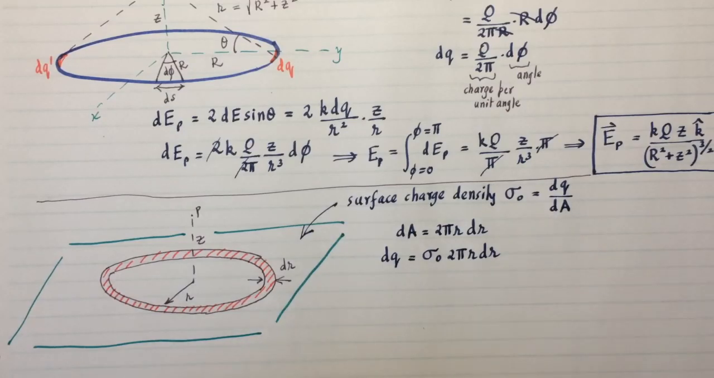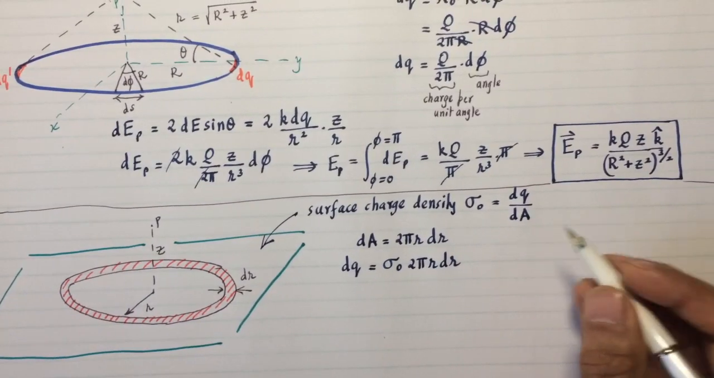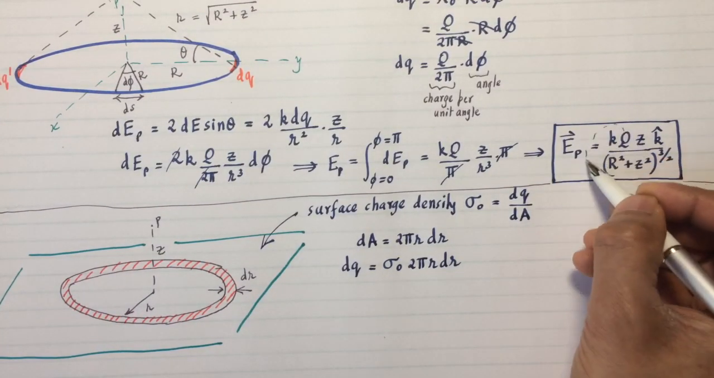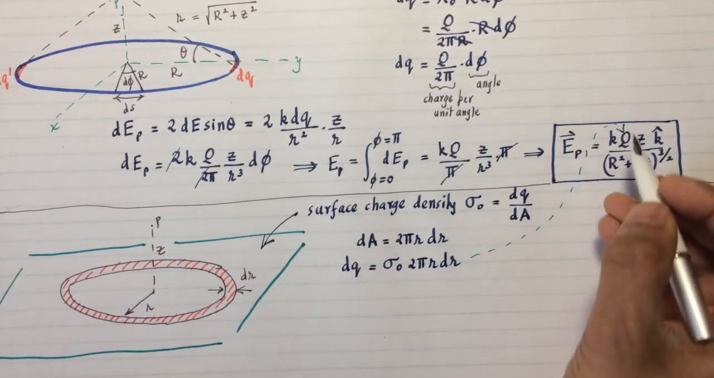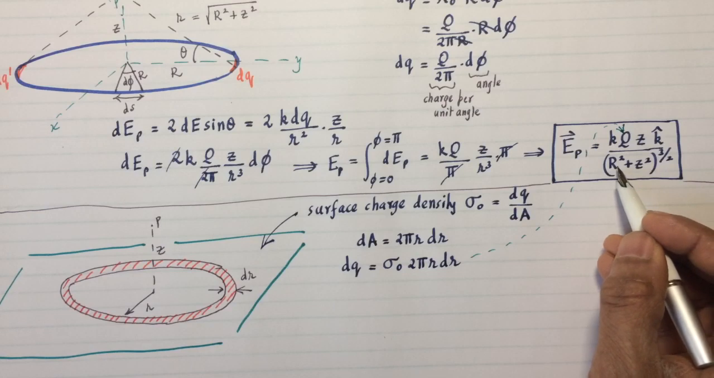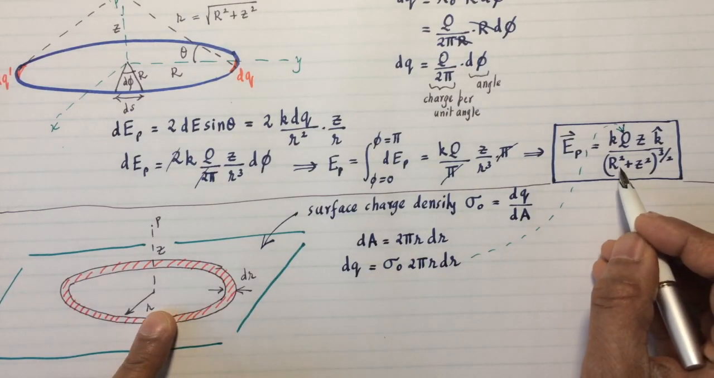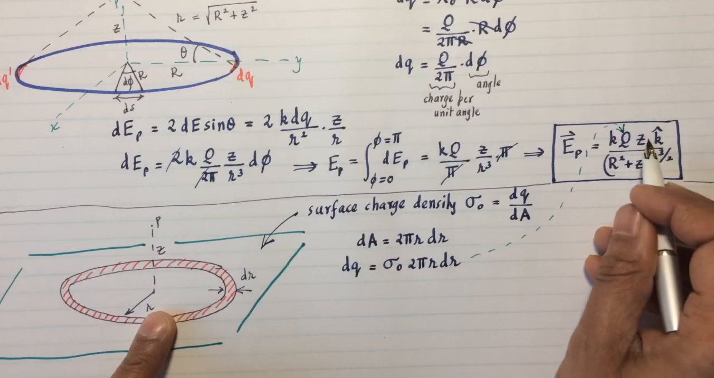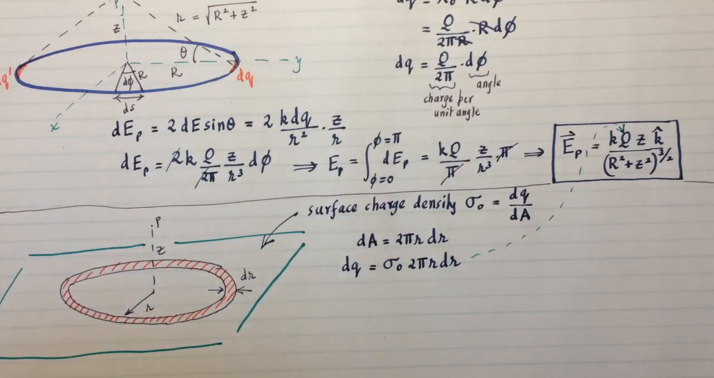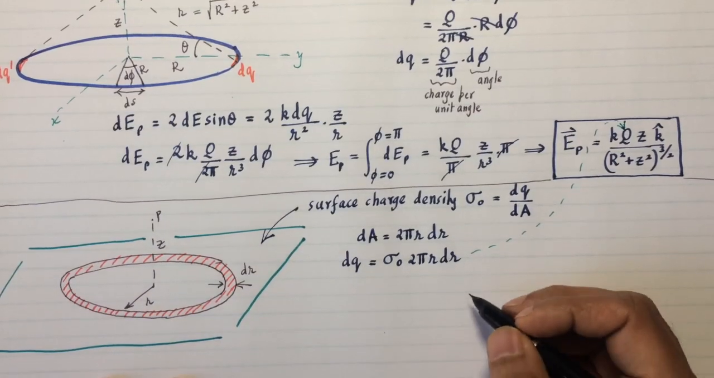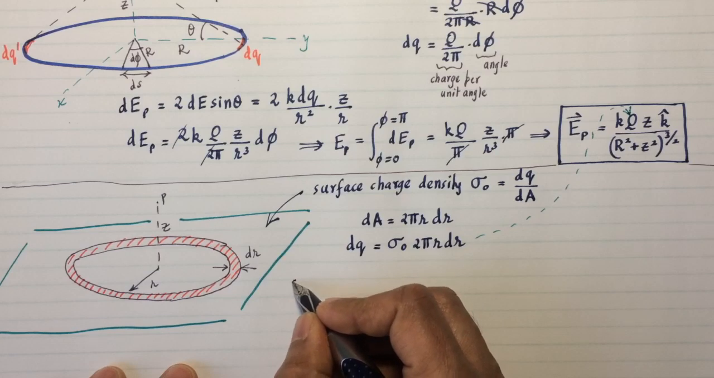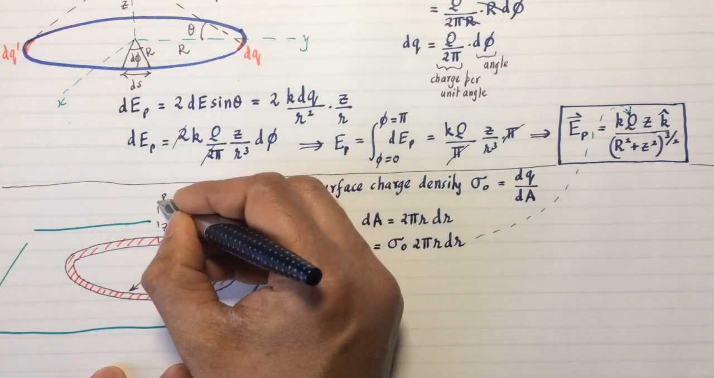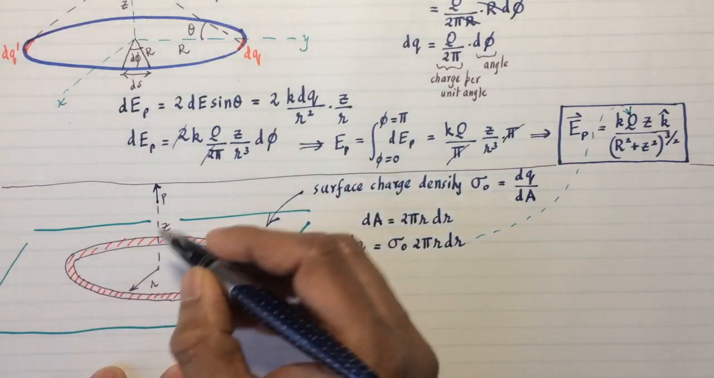So what I'm going to do is play a little shell game. I'll substitute dq for q. I'll substitute little r for capital R. Z I'll leave alone. Also, I won't worry about the vectors. Let me do all that. So I end up with the electric field, which I'll now call dE, because this is the electric field just due to that onion ring.